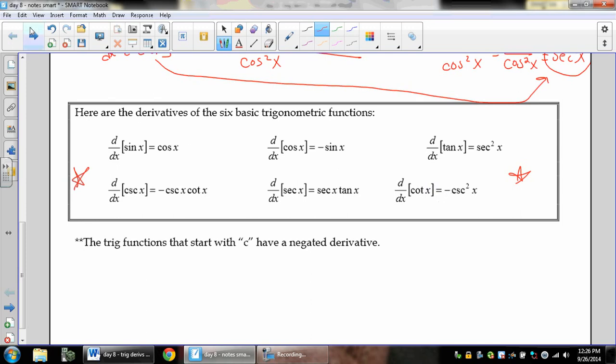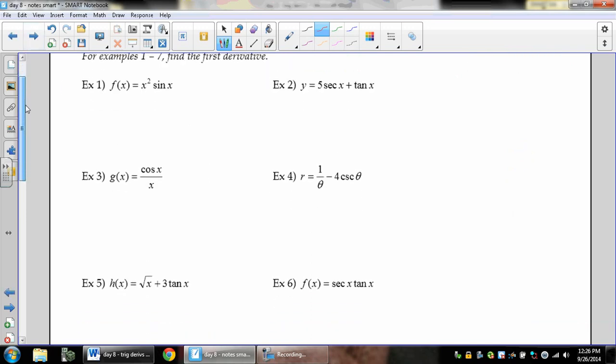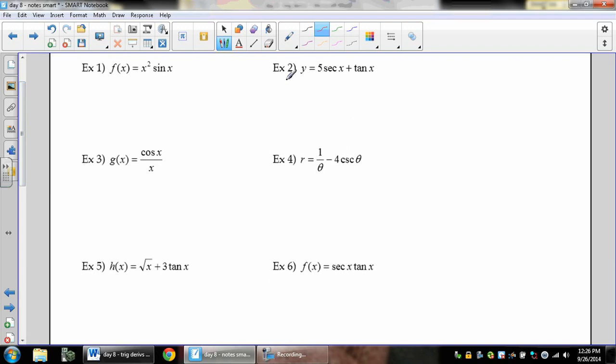That's it. So when we come on the back here and we just take some derivatives, you just need to memorize those 6 from the front. So I'm going to go through and do a couple and then pause, have you practice, check back, and we're done. Easy peasy, quick notes.